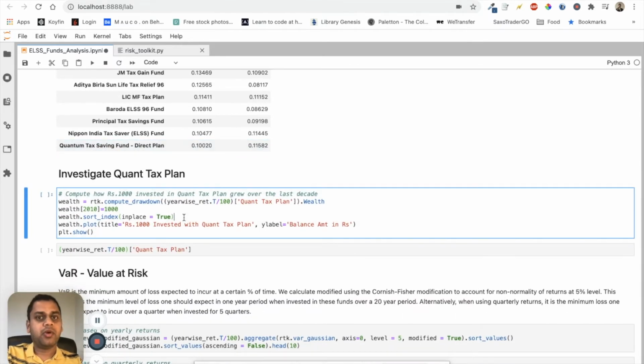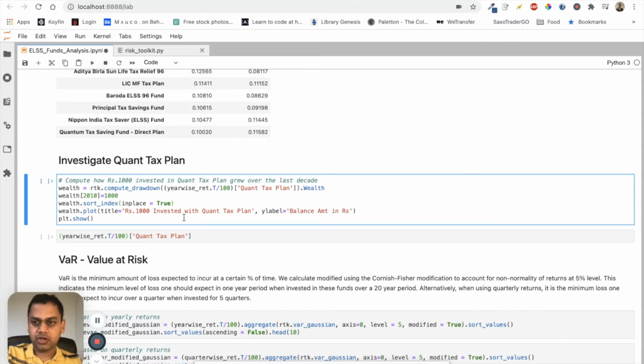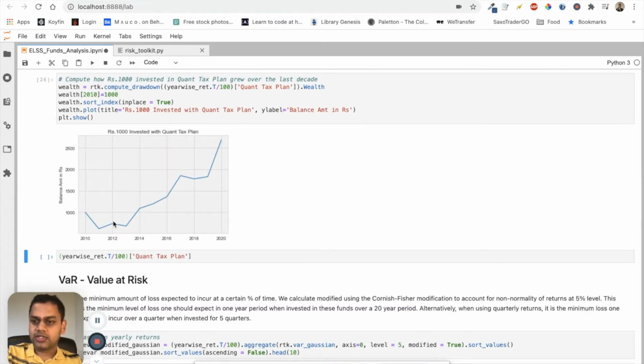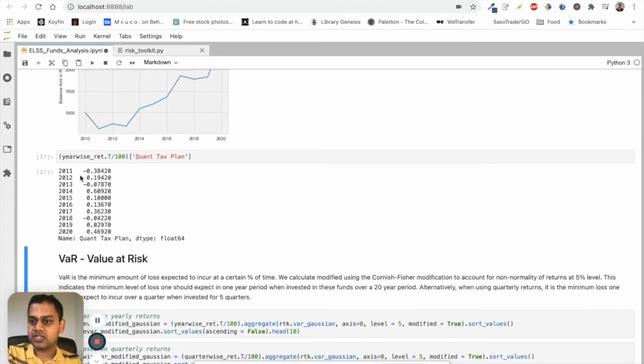Let's investigate the Quantax Plan Fund, because this is an interesting fund. What I'm doing here is computing how my wealth invested, ₹1,000 in this plan, grew over the last decade. This fund came into being in 2010, I think. Let's look at what really happened if you'd invested in that fund. You can see that the fund witnessed a significant drawdown here. This is a 38% reduction in value, which we kept seeing in the previous analysis. And then it just went one way, which was primarily up. You can see the returns data here, and you can see that the first year of its existence was a 38% reduction in value.